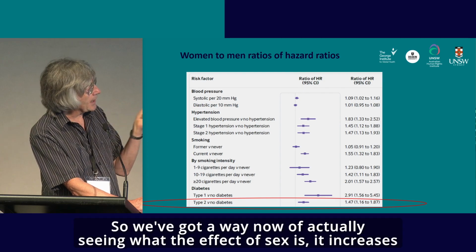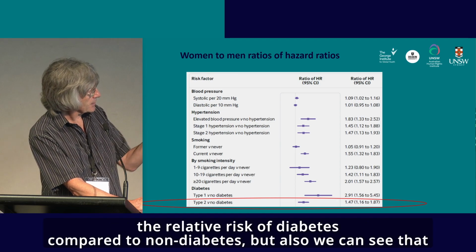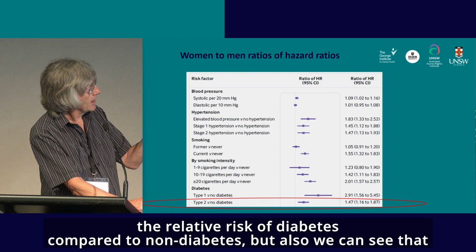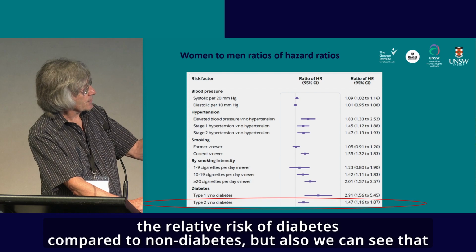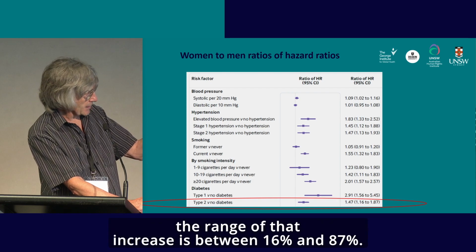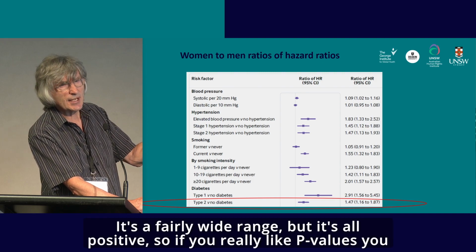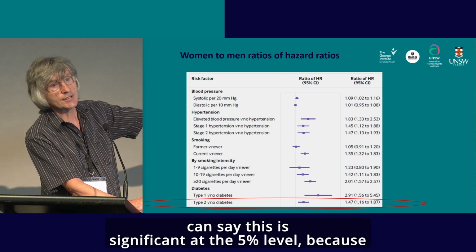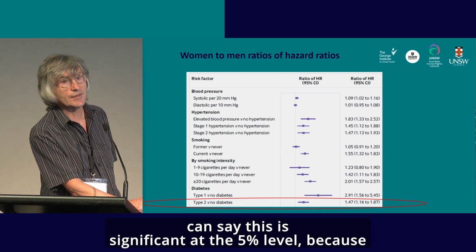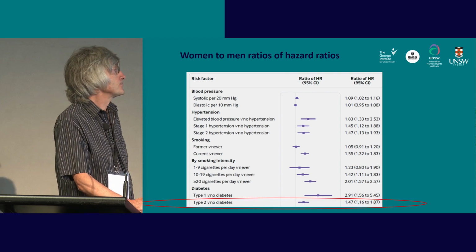So we've got a way now of actually seeing what the effect of sex is. It increases the relative risk, I should say, of diabetes compared to non-diabetes. But also we can see that the range of that increase is between 16% and 87%. It's a fairly wide range, but it's all positive. So if you really like p-values, you can say this is significant at the 5% level because it's a 95% confidence interval, which is approximately true.